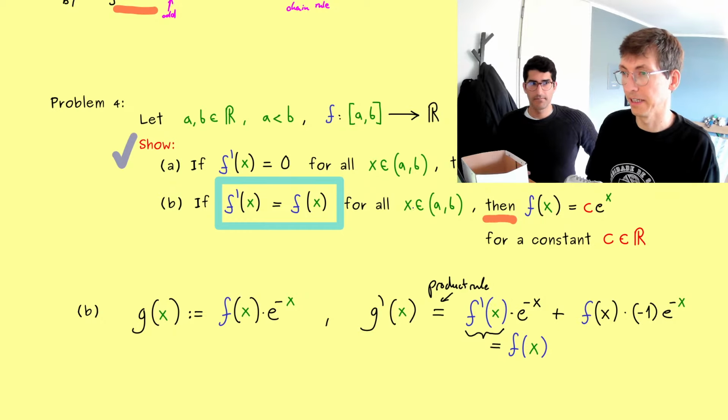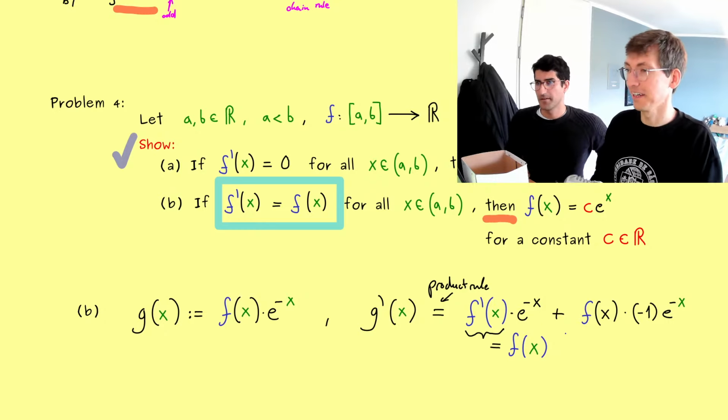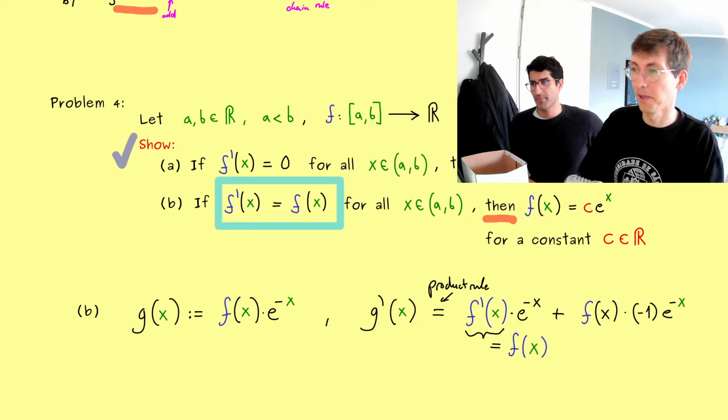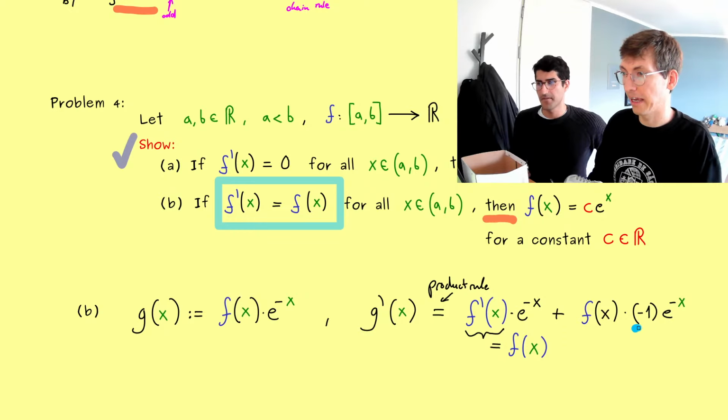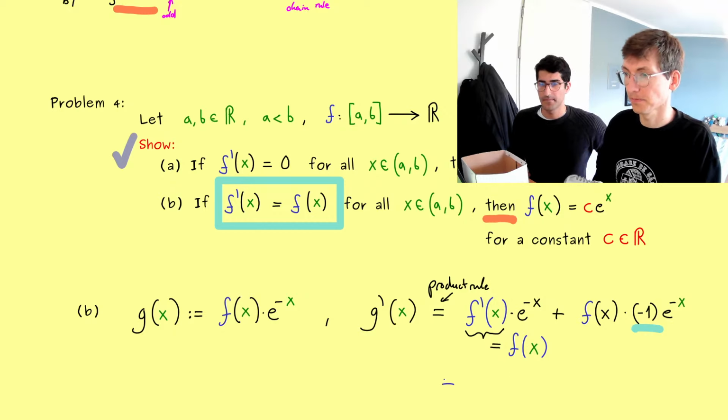So for all points in the inside of the interval, we have that, which means the derivative vanishes for all points in the inside, because now we have the same. This one and this one are the same except for the minus sign. So they cancel each other, and the whole thing is 0.